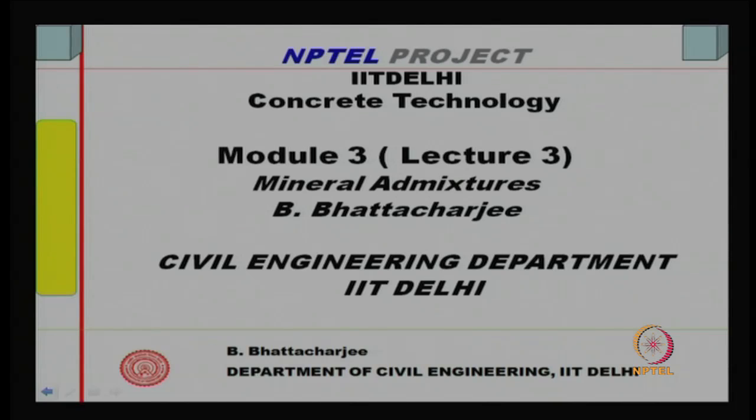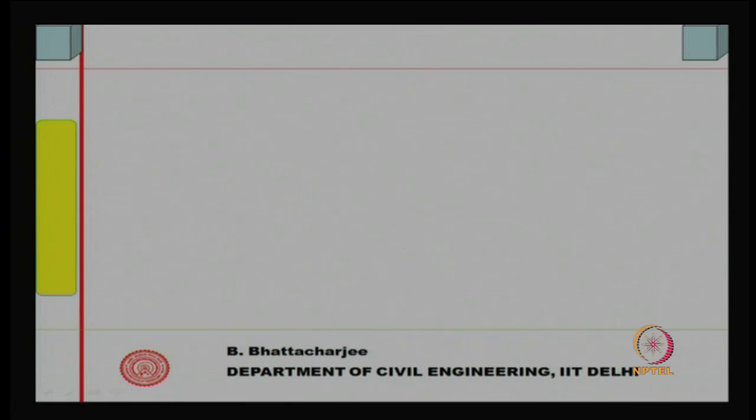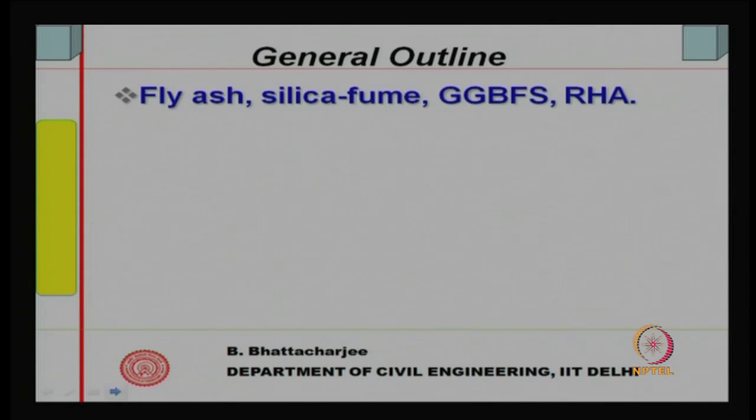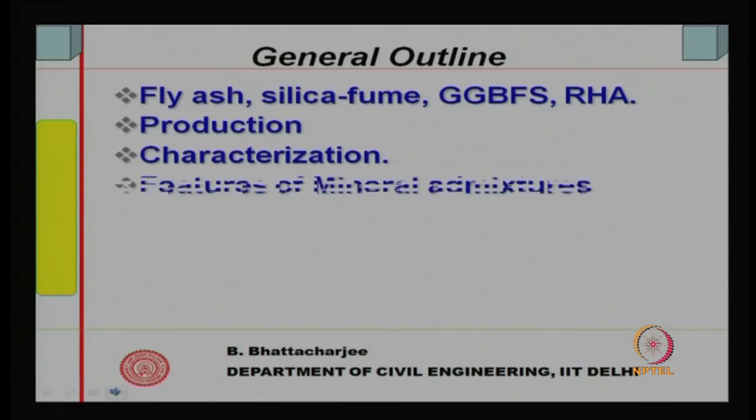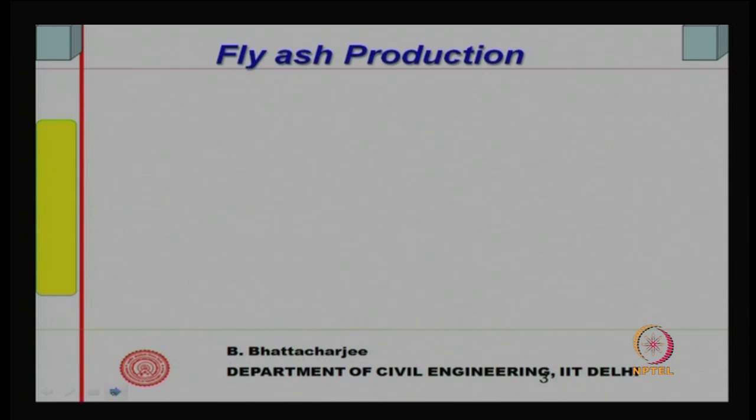Now, we shall be looking into mineral admixtures. Module 3, lecture 3 deals with mineral admixtures. The general outline of our discussion would be something like fly ash, silica fume, ground granulated blast furnace slag, rice husk ash, etc. These are all mineral admixtures: their production, characterization, and some features of the mineral admixtures. That is what we will look into in this lecture 3.